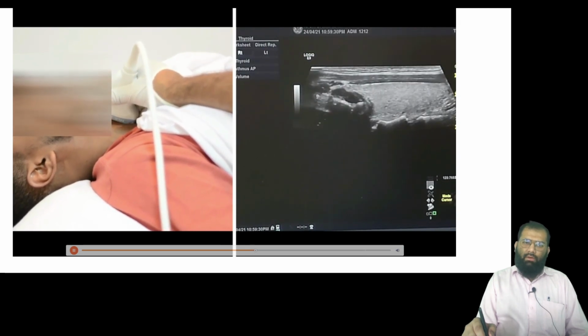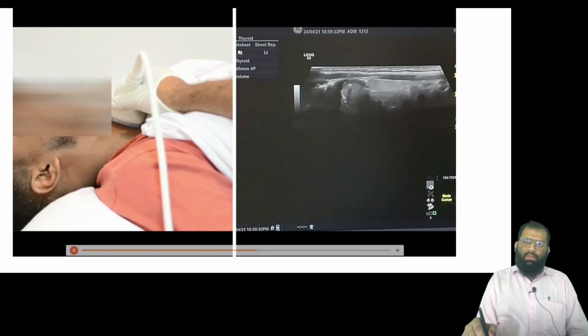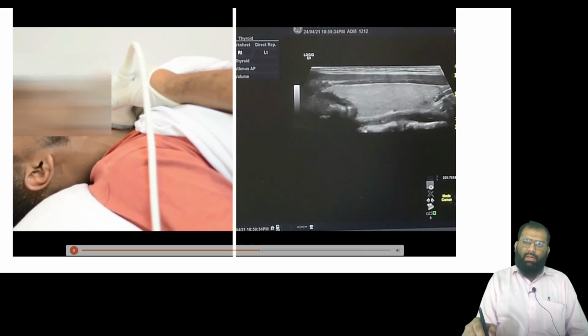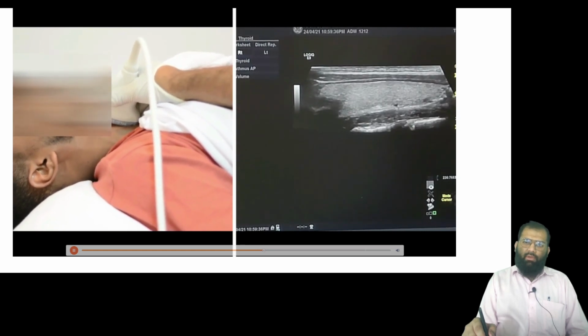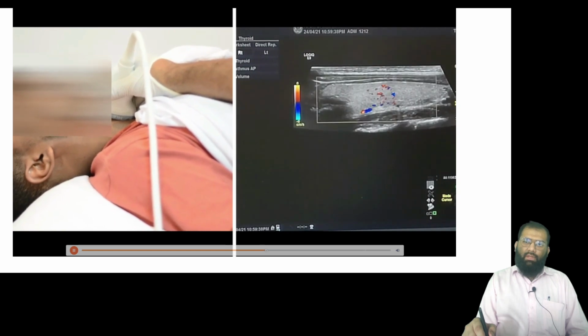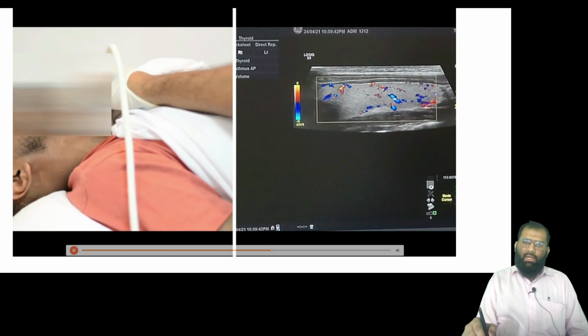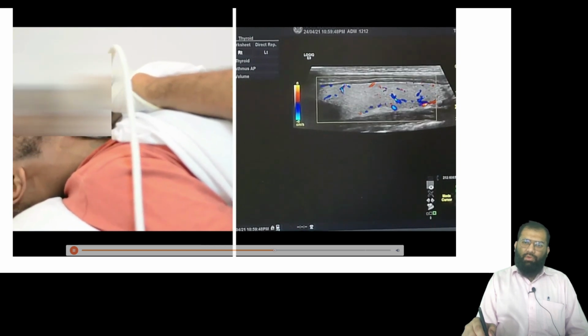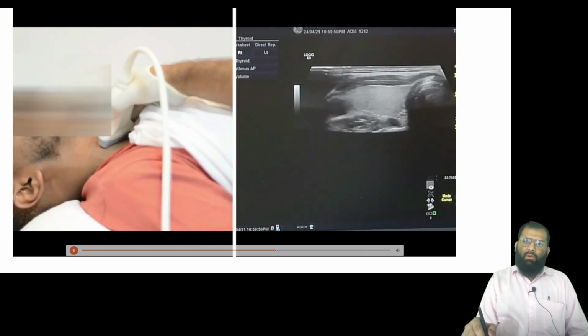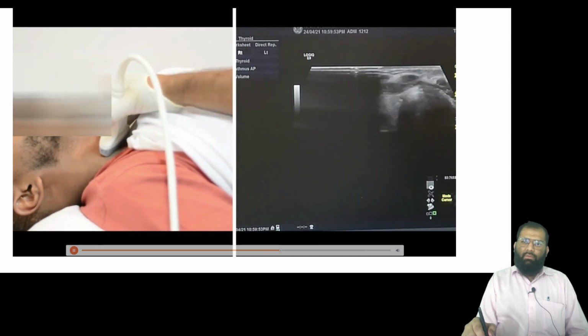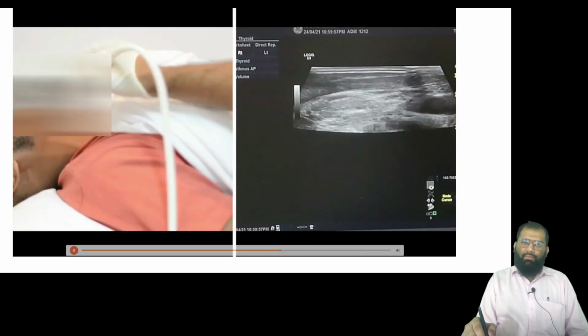Now we are scanning from outer to inner. This is the isthmus. Those are tracheal rings. Again, we are moving from inner to outer. We are checking for the vascularity. So this is the normal thyroid vascularity which is getting beautifully demonstrated here. We are also able to see that cystic lesion in the right lobe of thyroid.